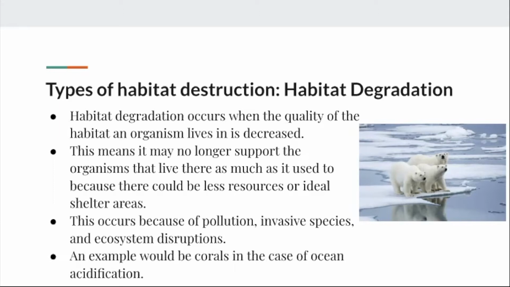We can also talk about invasive species. Invasive species are species that travel from one area to another, and they either kill off important native species in that area, or they can start eating their food source, and that would kill them off.